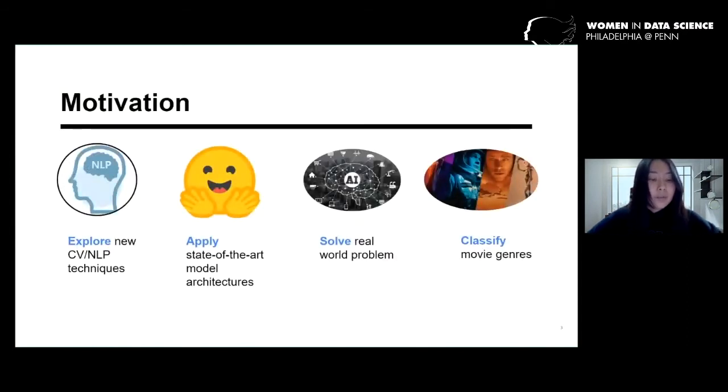I was very excited to work on this topic for a few reasons. First, I wanted to explore computer vision and NLP techniques and multimodal projects. I further wanted to utilize BERT and other state-of-the-art models that have been very popular recently. I'm excited about using what I have learned to solve real-world applications. I specifically want to classify movie genres using movie description and poster, since this is challenging and there haven't been many studies or attempts to tackle this problem.